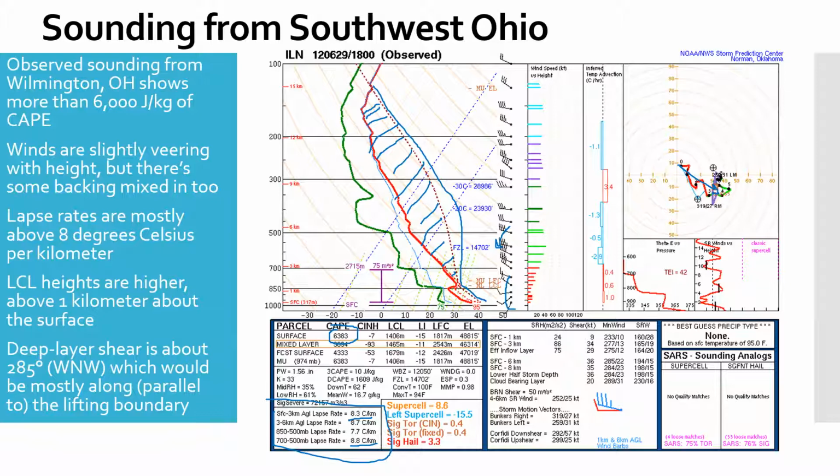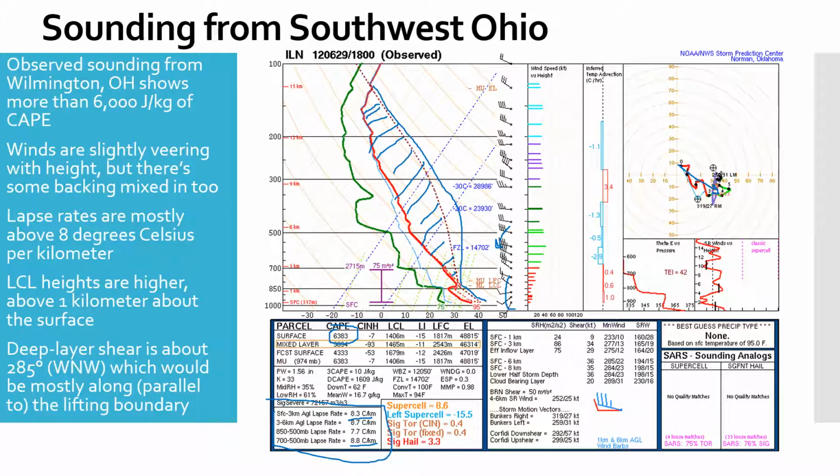So that means that our atmosphere is cooling, the environmental temperature, the solid red line is cooling quickly with height, meaning that there's even more area, even more buoyancy for our air parcel, which is now that much warmer than the environment, to continue lifting.